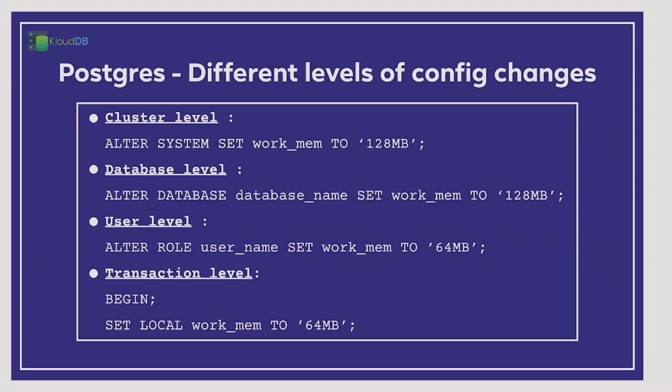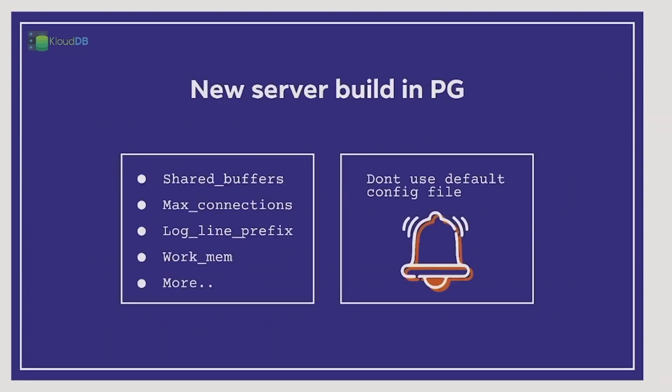And this is an important slide if you want to learn about parameter changes in Postgres, because Postgres allows you to do parameter changes at different levels: cluster level, database level. If you have multiple databases but you want to scope the change to a particular database, you can do that. User level or role level, transaction level, etc.